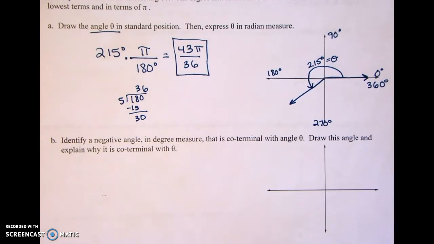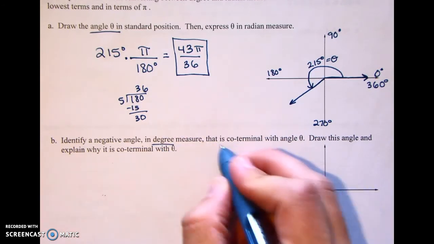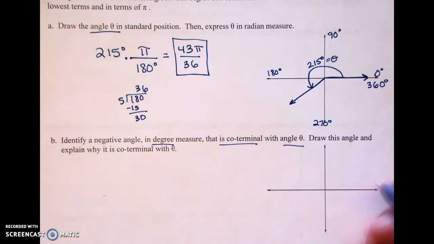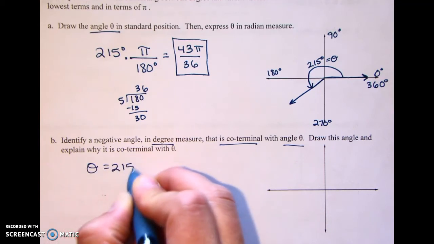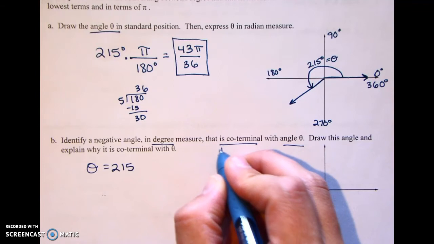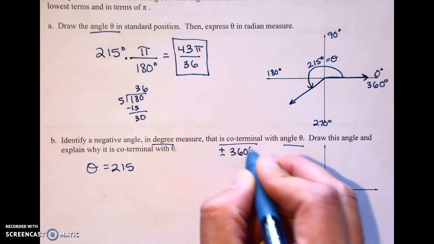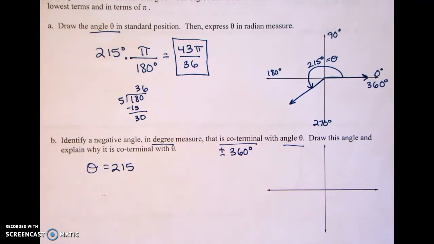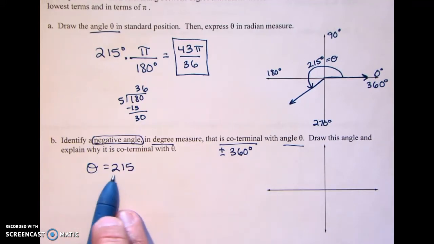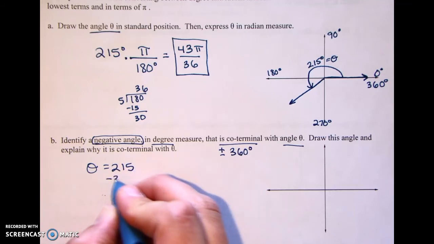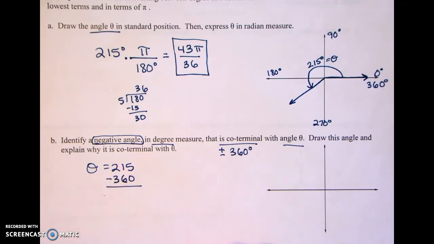So, B, identify a negative angle in degree measure that is coterminal with theta. Okay, we're still talking about theta. We haven't gotten to that other angle measure, beta. So if theta equals 215, to find a coterminal, this is what you should think about. Add or subtract 360. That's what should go through your mind. And if it told us to find a negative angle, well, are we going to add 360 or subtract? Let's subtract.